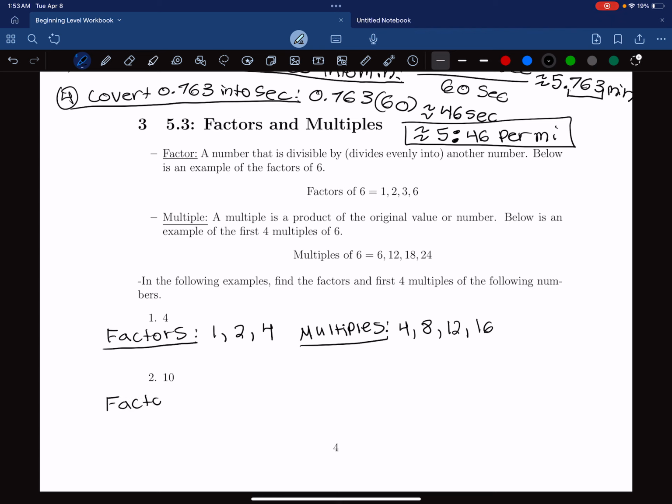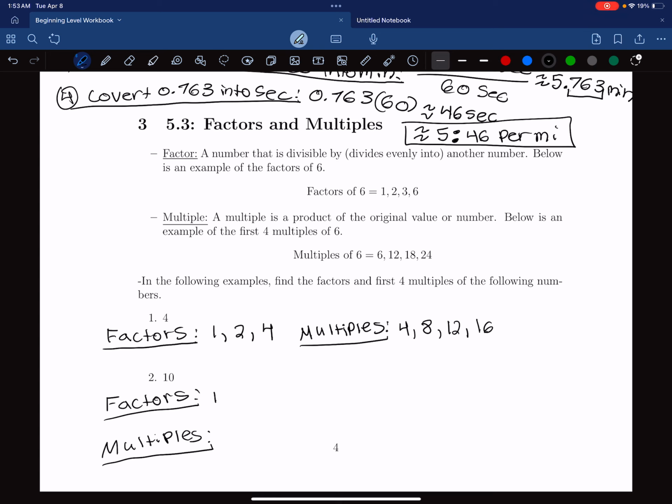And then looking at example 2, I encourage you to pause the video and try this one on your own before I work through it. And assuming you have worked through it, let's work through it together. So our factors, we have to find out our factors. Let's think about what we can divide 10 by evenly that won't get us a decimal.